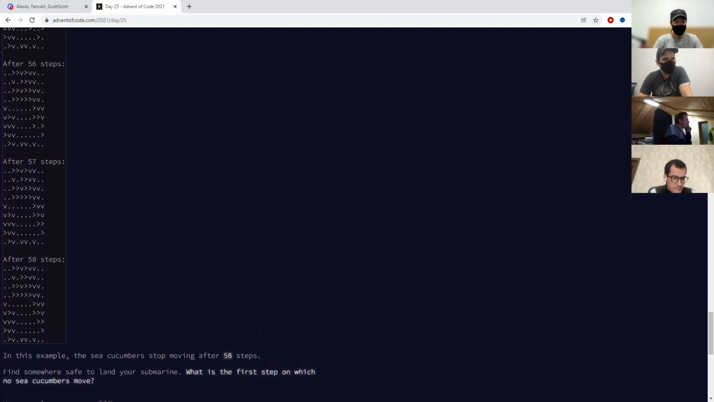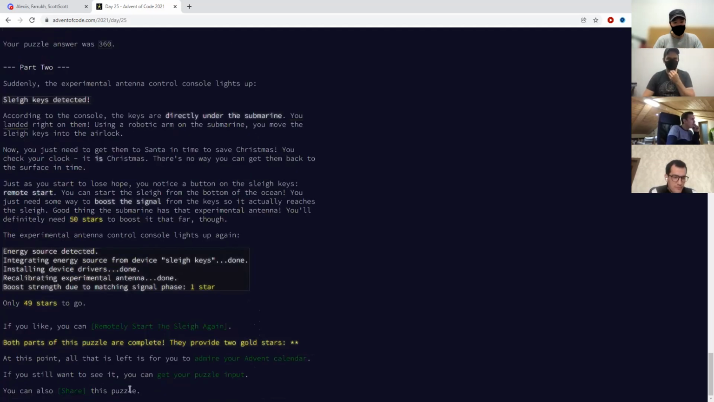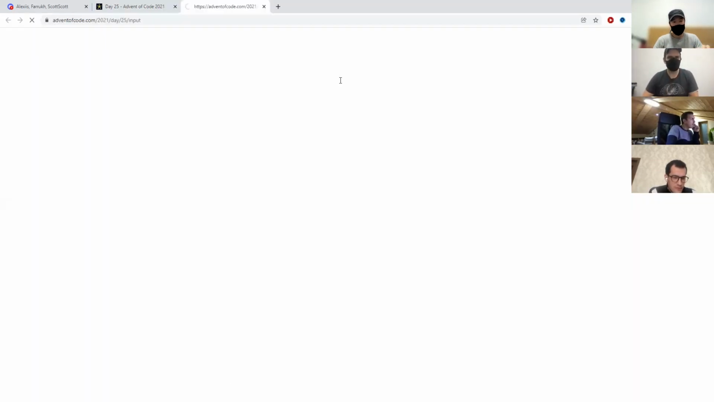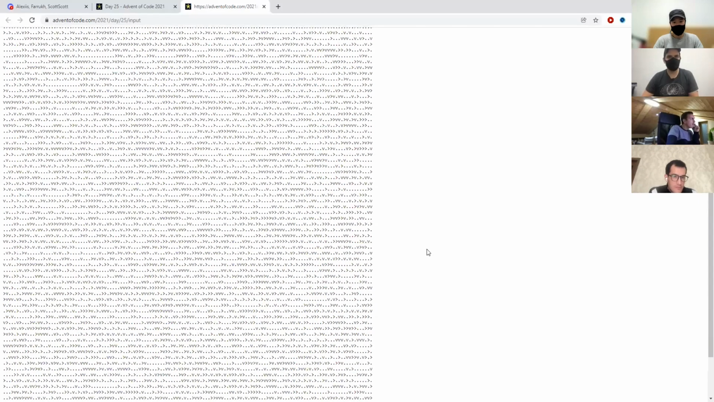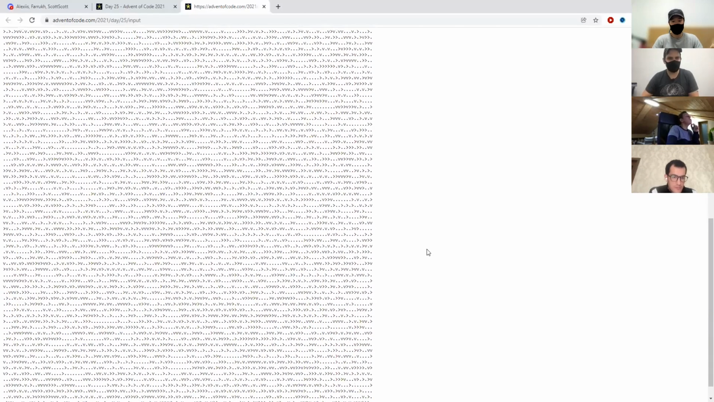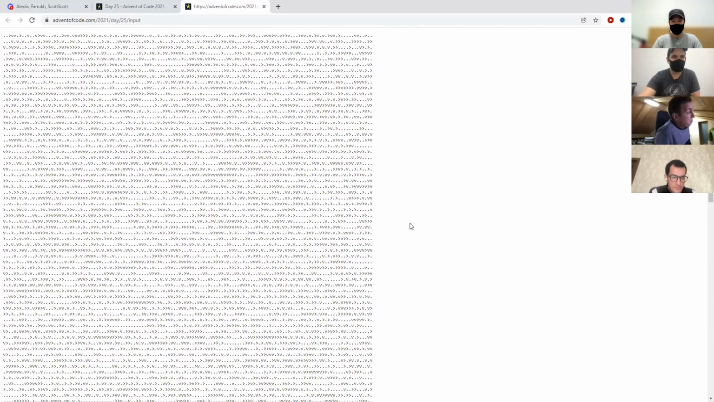And so what is the first step in which no sea cucumbers move, when they're all locked in and you finally have to place it? Los Angeles traffic. Yeah, gridlock. So when does gridlock happen? And so based on the inputs, and I think my inputs, it's pretty large. Yeah, 100 by 100 probably. Yeah, seems to be a common thing.